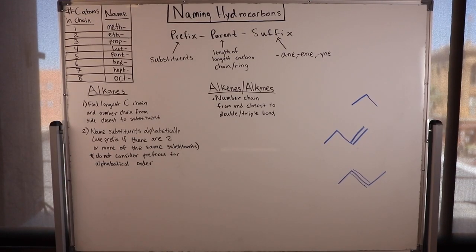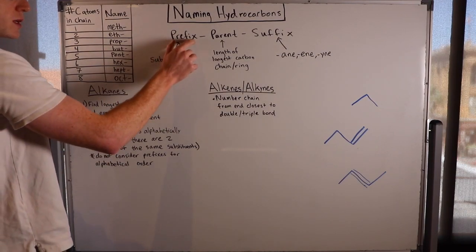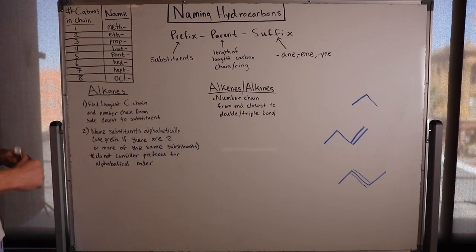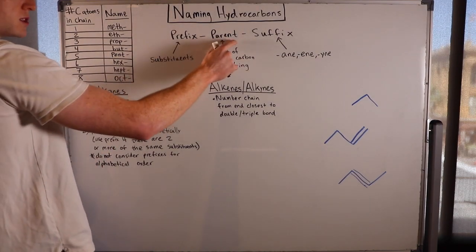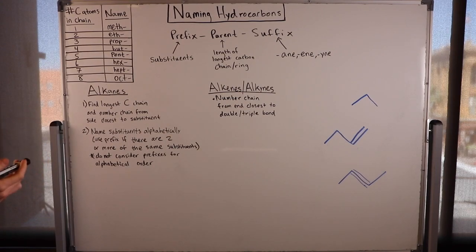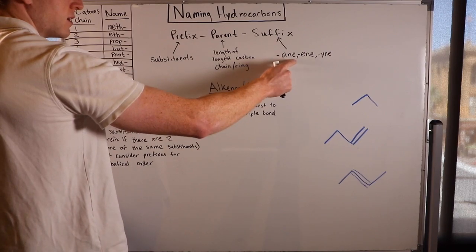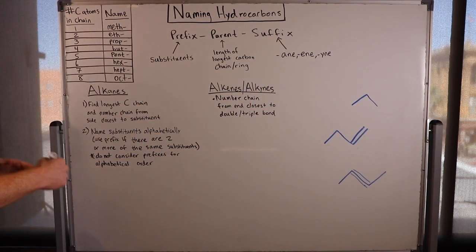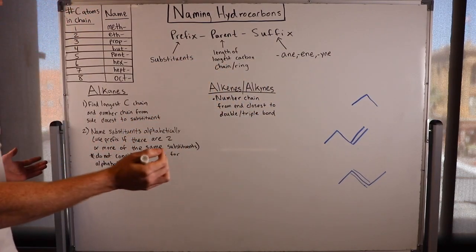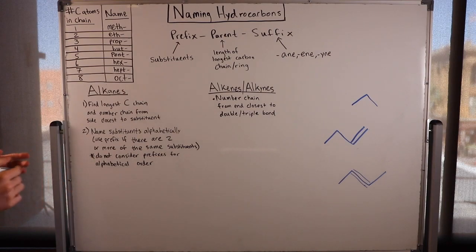Okay, now I want to go into how we actually go about naming hydrocarbons. So you see we break it up into 3 parts here. The prefix denotes any substituents we have, and I'll explain that later. The parent denotes the length of the longest carbon chain or ring, the longest continuous carbon chain. And then the suffix denotes whether we have an alkane, a hydrocarbon that's all single bonds, an alkene, a hydrocarbon with at least 1 double bond, or an alkyne, a hydrocarbon with at least 1 triple bond.